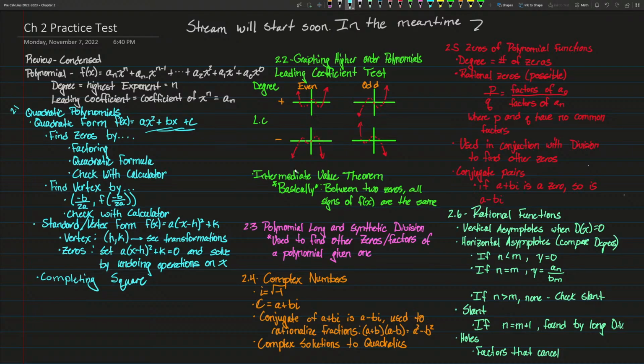We need to be able to deal with it in standard form. We need to be able to find the vertex. We need to be able to find the zeros, and we need to be able to move between them, which mostly just results in completing the square.